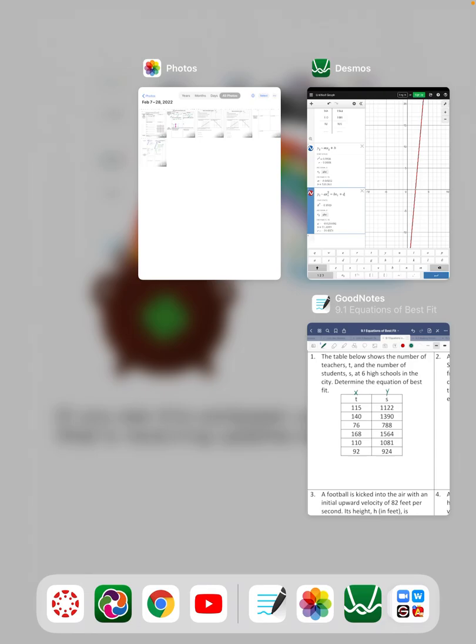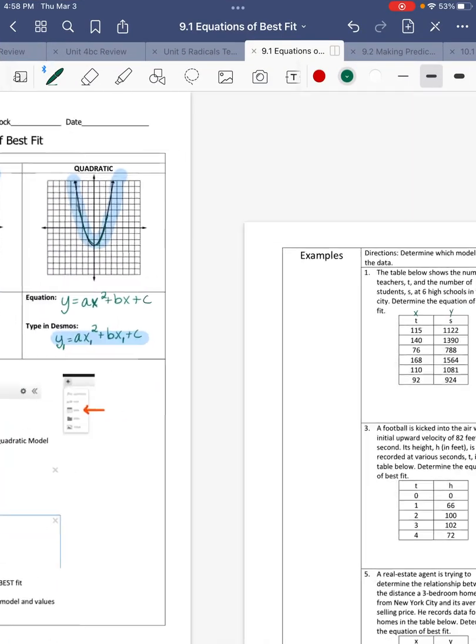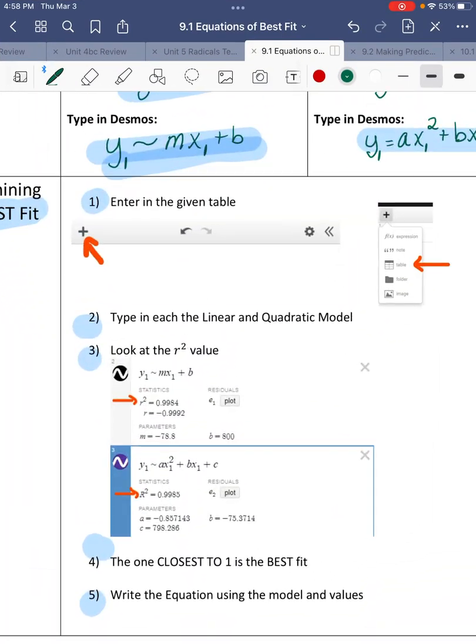And we're going to go back to the original paper and what our notes are here. So looking at the r squared value. Look at the r squared value now. Whichever r squared value is the closest to 1 is the best fit. So we've got to really be careful with our numbers.